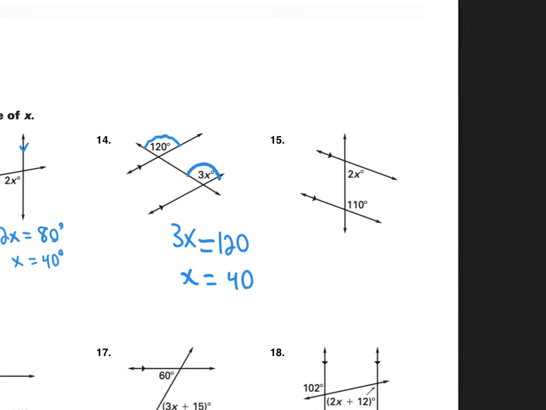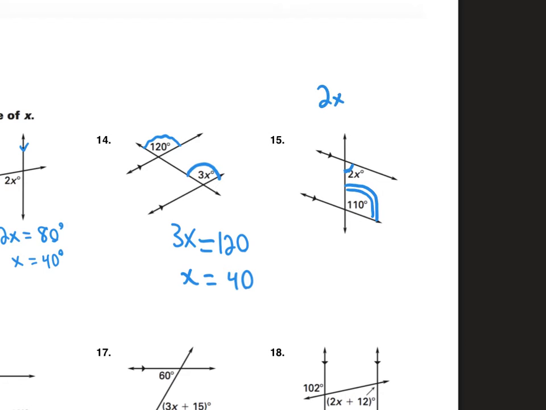Moving on to number 15, we have consecutive interior angles. These are not congruent to each other. We'll make one with 2 lines, and the other one only has 1 line. They are clearly not congruent to each other. 110 is an obtuse angle, 2x appears to be an acute angle, and the lines are parallel to each other. But they are supplementary. Supplementary angles means that they add together to equal 180 degrees.